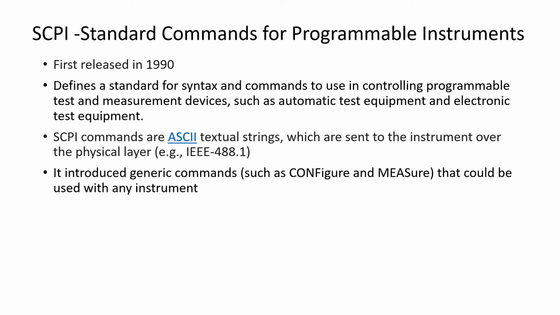SCPI is an acronym for Standard Commands for Programmable Instruments. It was first released in 1990. This defines a standard for syntax and commands to use in controlling programmable test and measurement devices, such as automatic test equipment and electronic test equipment. These are basically ASCII textual strings which are sent to the instrument over the physical layer, which uses the protocol IEEE 488.1.